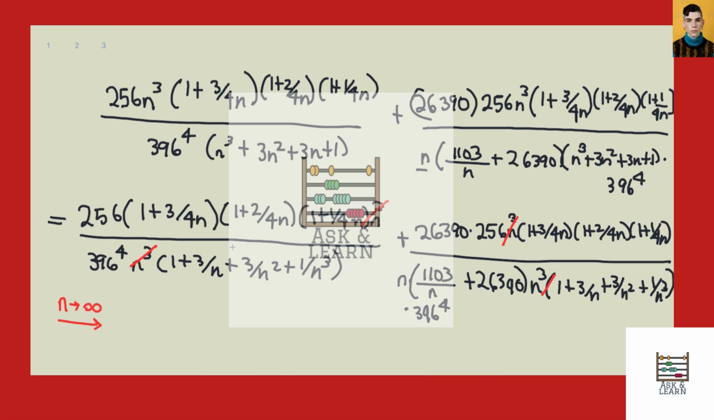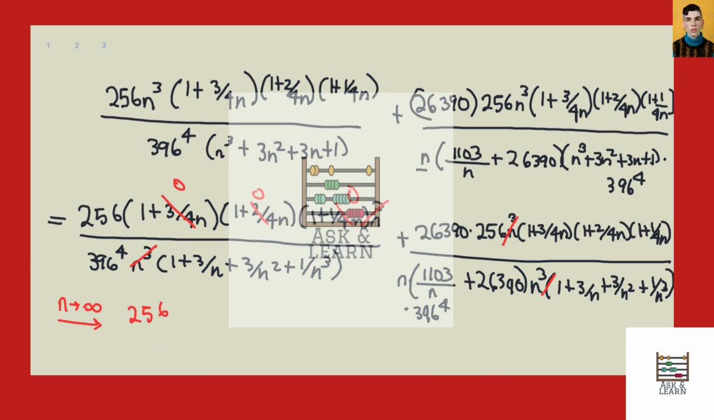Well, for the first term up here, what do we have? As n goes to infinity, that'll go to 0, 0, 0. So we just have a 1 here with a 256 over 396 to the 4th. So we're at the point now where we're completing the ratio test and taking that limit.